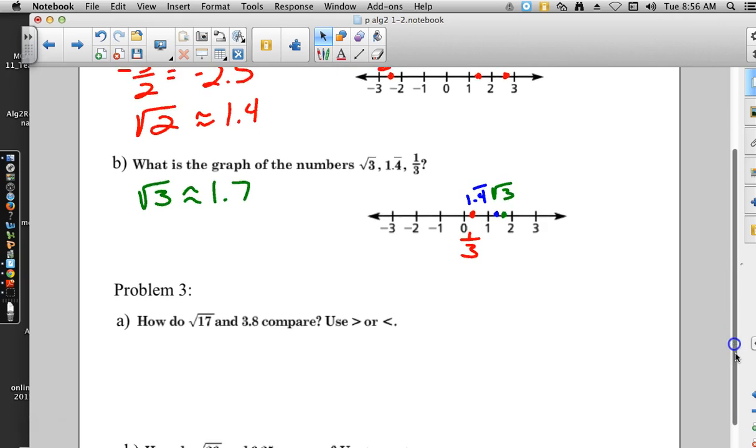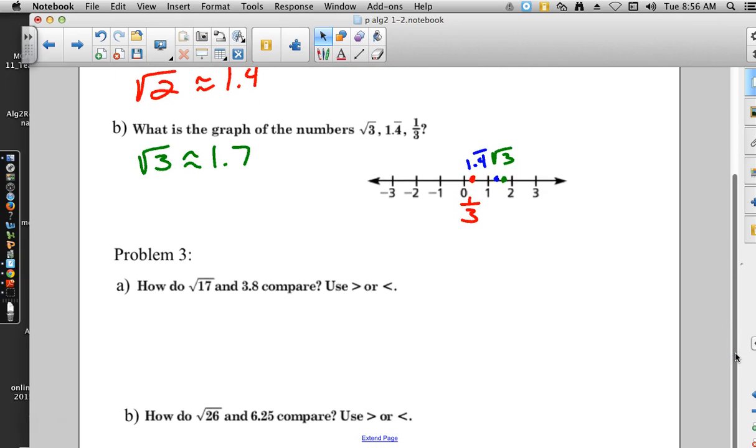Down below, problem 3 says, how do the square root of 17 and 3.8, how do they compare? And that means they want us to talk about, are they greater than or less than? Now this first symbol right here, this is greater than. And the second symbol here is less than.